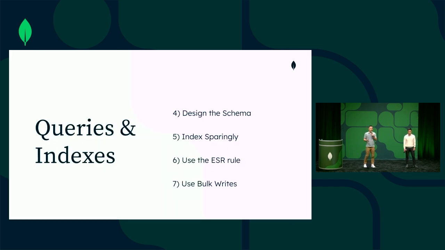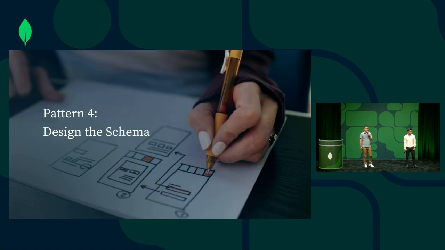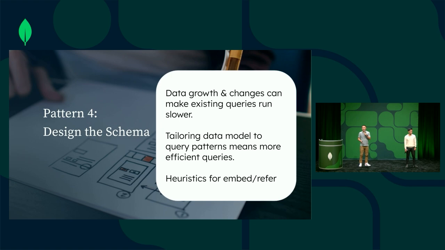In the next category, queries and indexes, we have 4 patterns. The first one is about designing schema. There's a very common misconception that MongoDB is a no-schema database. That's not necessarily true. MongoDB supports flexible schema. It doesn't mean that you don't need a schema for your data model. Actually, if you don't have a good schema design for your database, then you will not be able to get optimal query performance, especially when you have more and more data in your database.